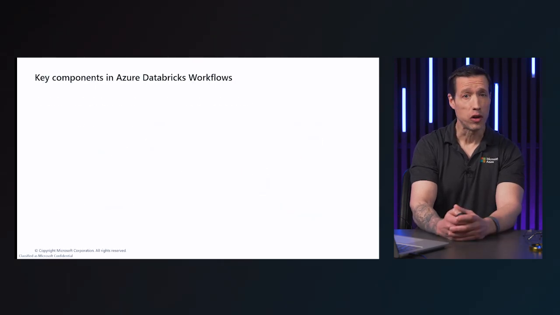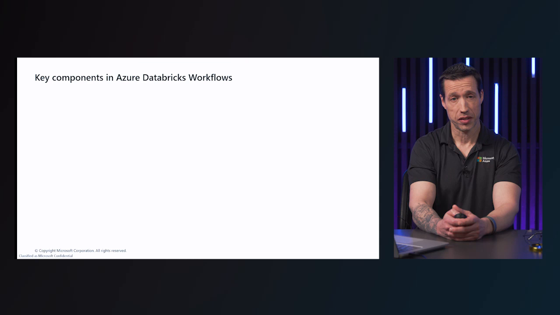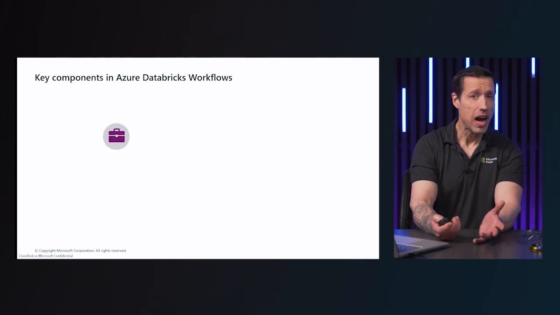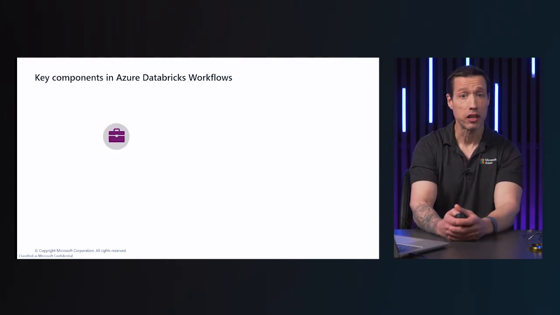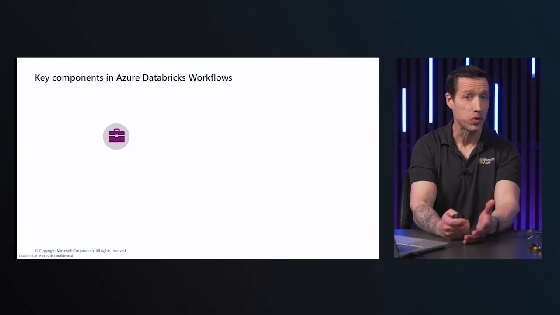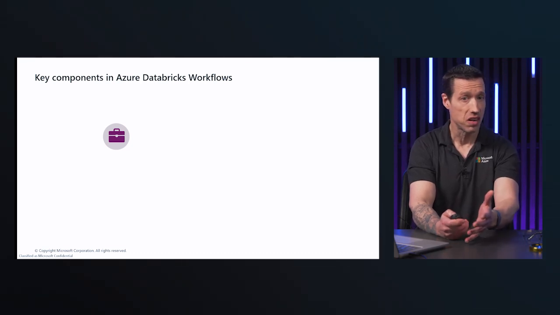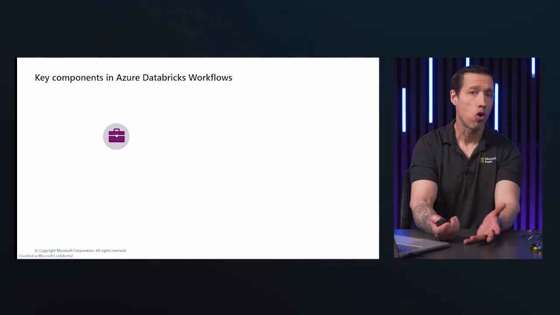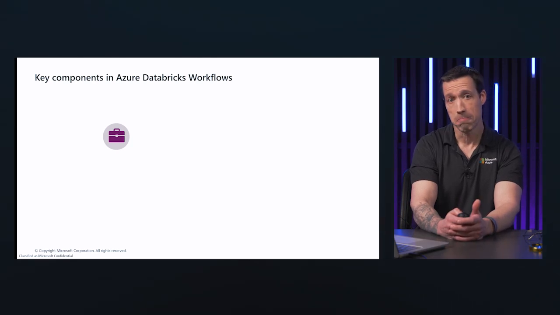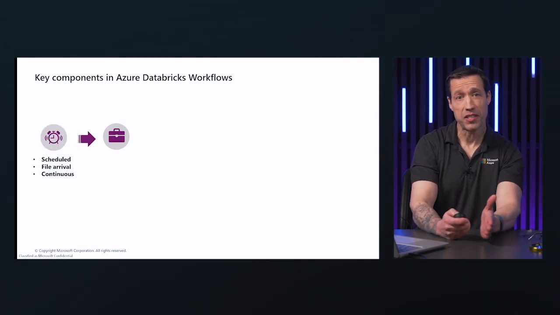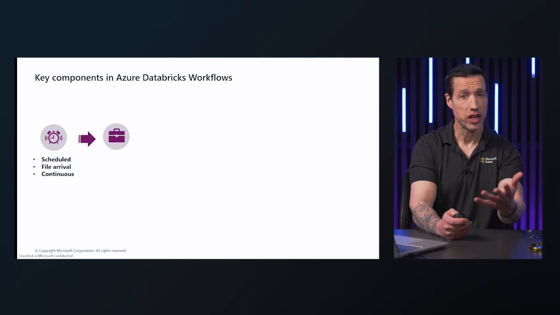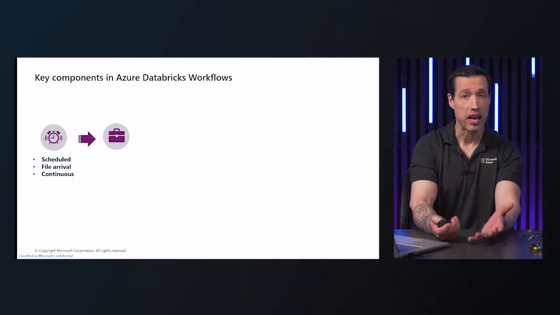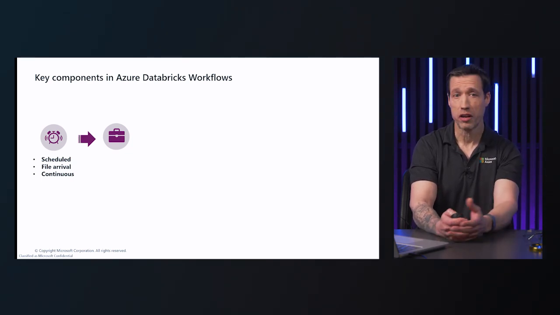Let's break down a workflow job and look into its components. A job is the primary unit for scheduling and orchestrating production workloads on Azure Databricks. Jobs consist of one or more tasks. You can create and run a job using the job's user interface, the Databricks CLI, or by invoking the job's API. A job is executed via a trigger, which can be set on a schedule, by an arrival of a file, or can run continuously.